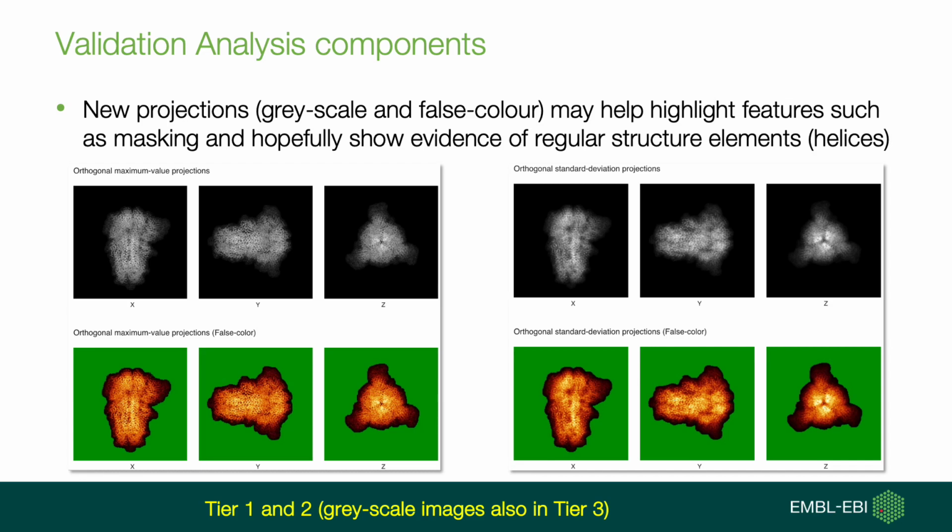Now, some of the new things we've done is we've added new projections, maximum value projections and standard deviation projections. And we also started to experiment with false color there. So we think that these projections help to assess whether you see features, particularly helical features, in a map that you would like to see, especially if there's a model. So this is available in tier 1 and 2, and the grayscale images are also available in the validation report.